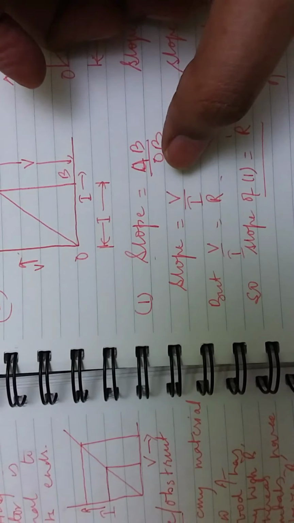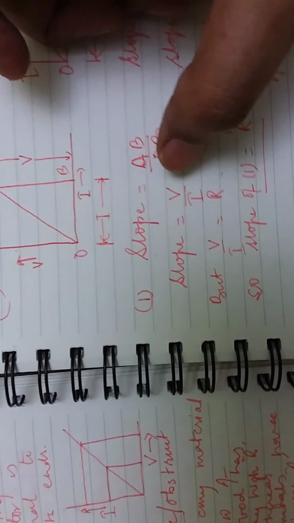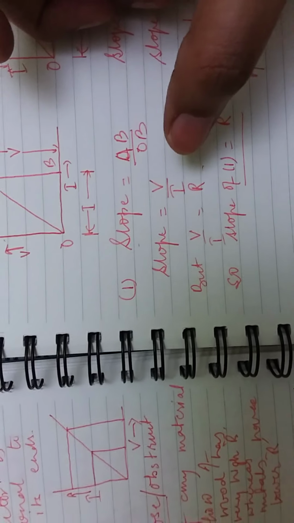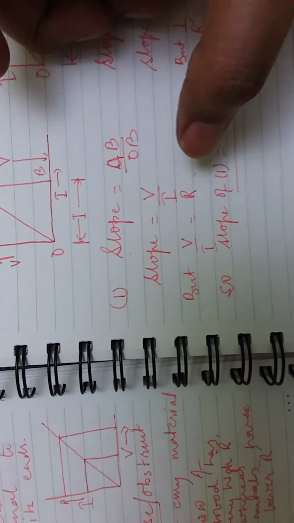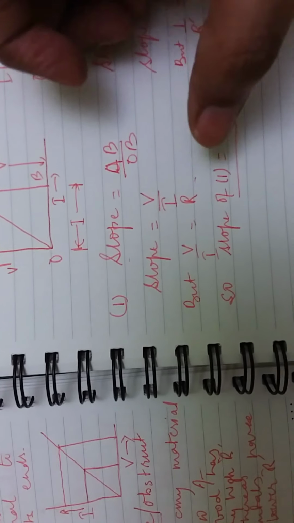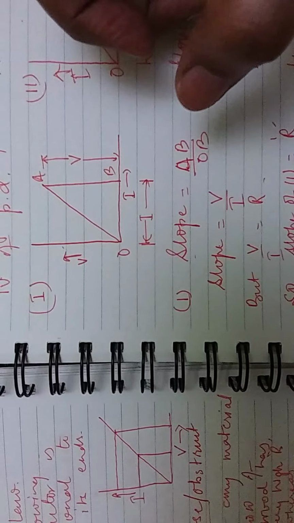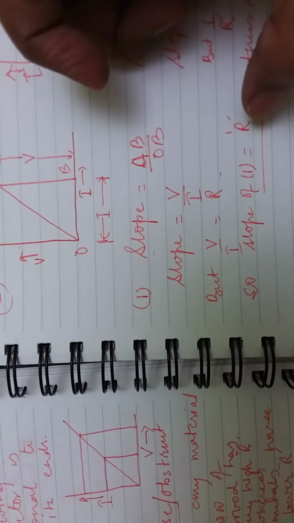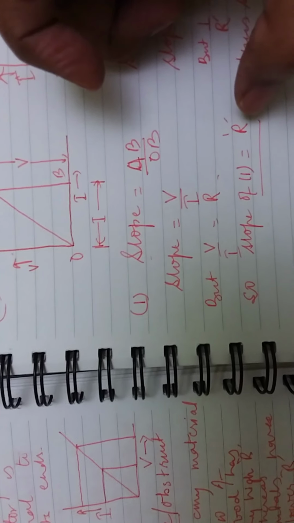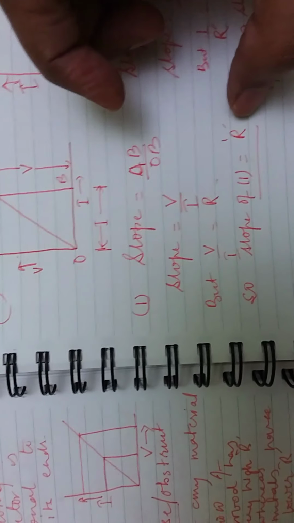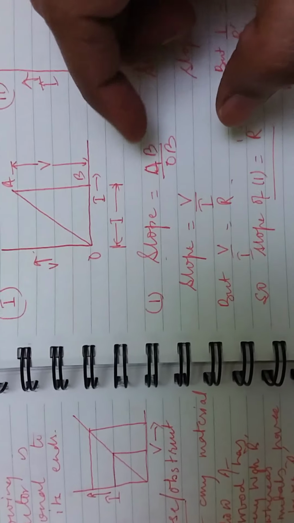So what equation do I get? I get slope equals V upon I. That means it becomes a ratio of V and I. But we know from Ohm's law that the ratio of V and I also equals the resistance of the conductor. So what is the conclusion here? That for this graph, the slope is equal to the resistance. That means the slope of this graph will represent the resistance of the conductor.